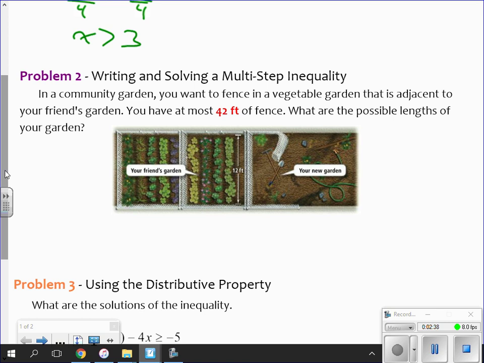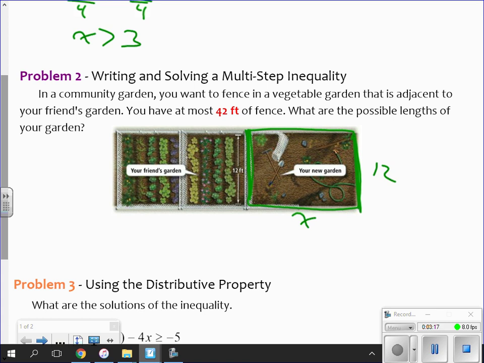Apparently, in this particular garden, you're not allowed to share a fence with your neighbor. That's not normally how it happens. So your fence is going to go all the way around. You have 42 feet to do the outside. If you look at the question carefully, you know how long this distance here is. It's 12 feet here, 12 feet on this side, 12 feet on this side. The question is, how long is that distance there going to be?